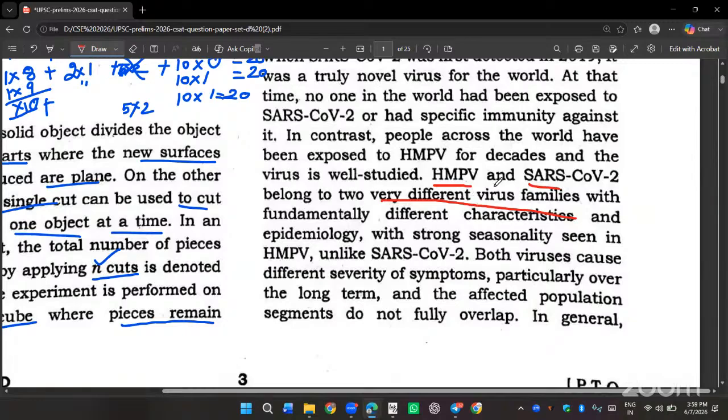Okay, it is clearly mentioned. They belong to two very different families with fundamentally different characteristics and epidemiology. But in the answer, what have they given?